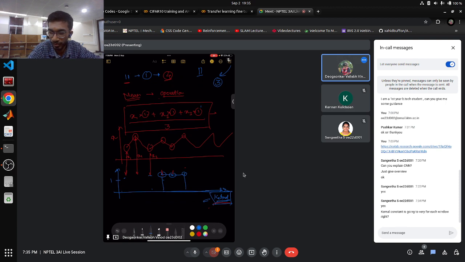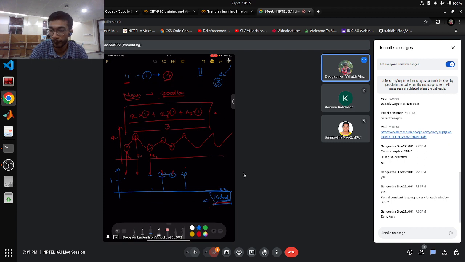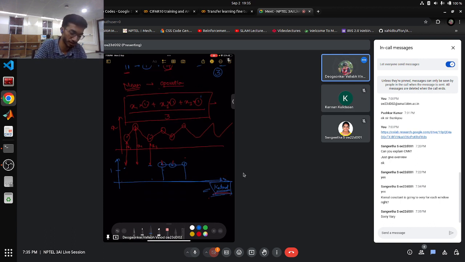I didn't get that question exactly. Kernel constant is going to vary for each window? I still didn't get the question. So do you mean to ask whether the kernel constant is still fixed? The kernel function that I am talking about is a constant function which has a value of 1 at all times, if that is what you are asking.